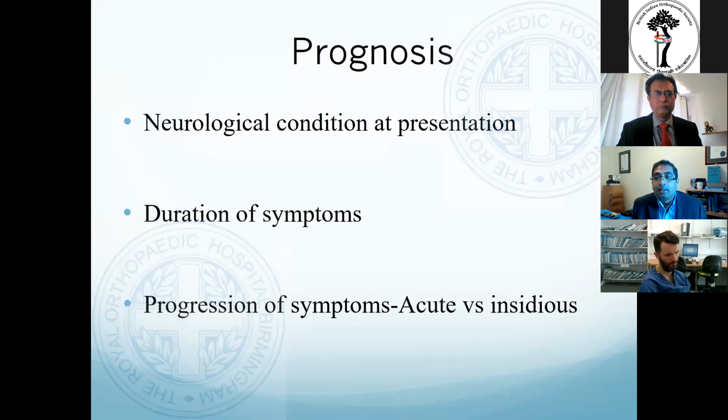So, prognosis. Prognosis is multifactorial, we all know, but in the case of cauda equina syndrome, these three factors I think are the most important. First, the neurological condition at presentation. Second, the duration of symptoms, how long the patient has had the symptoms, and also the progression of the symptoms. It also relates to the duration, but if a patient presents acutely with 3 hours of symptoms, there is more to lose by delaying diagnosis and surgery in those patients.